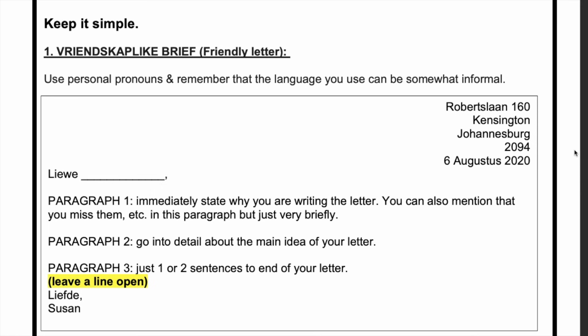Then you have your introduction paragraph, and immediately you state why you're writing the letter. You can mention that you missed them or whatever, but immediately we have to know what you're writing about. So if you're writing to your friend to tell them that you broke your toe, we need to see that immediately in the introduction. Then your body paragraph, which goes into detail about the main idea. So you will tell in detail how you broke your toe.